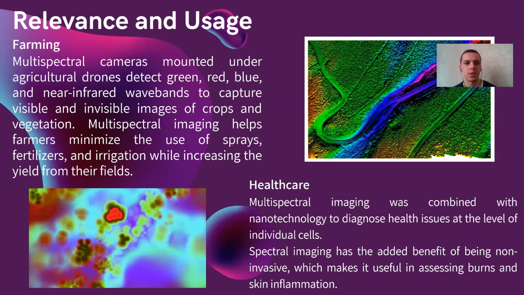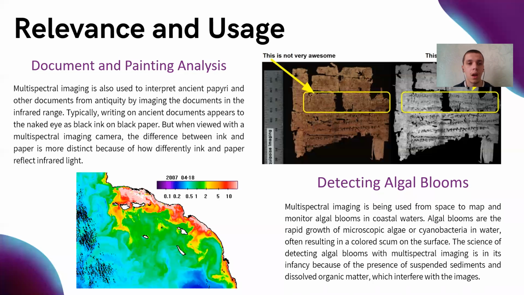It is also used in farming. Multispectral images help farmers minimize the use of sprays, fertilizers, and irrigation while increasing the yield from their fields. In healthcare, multispectral images are used to diagnose health issues at the level of individual cells. And it is also used to diagnose skin issues.